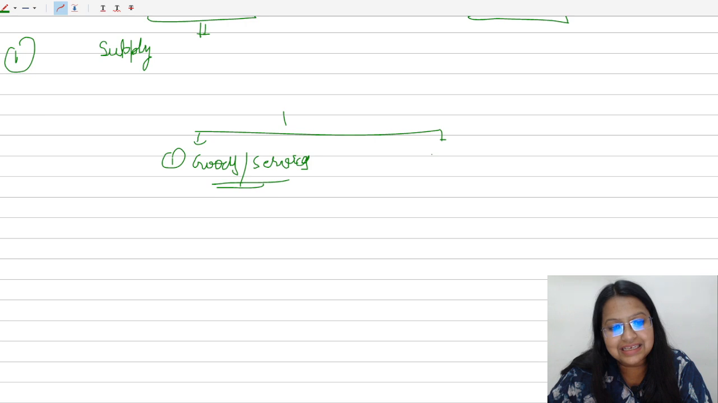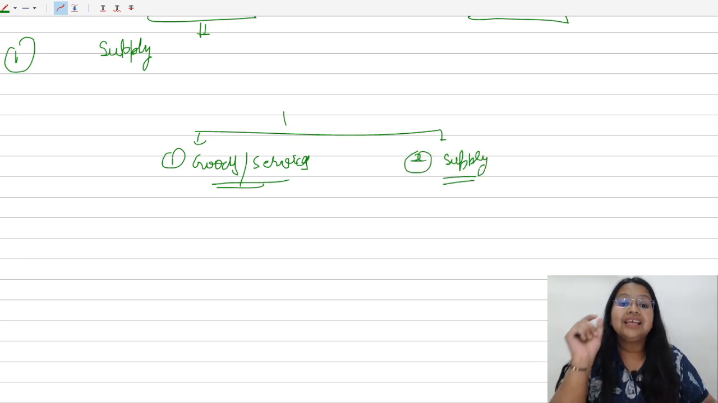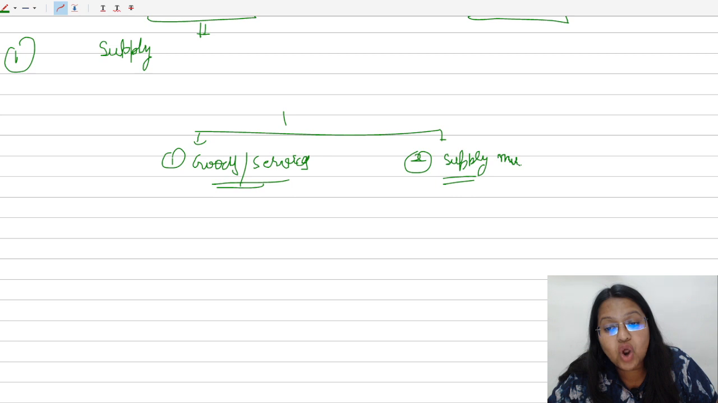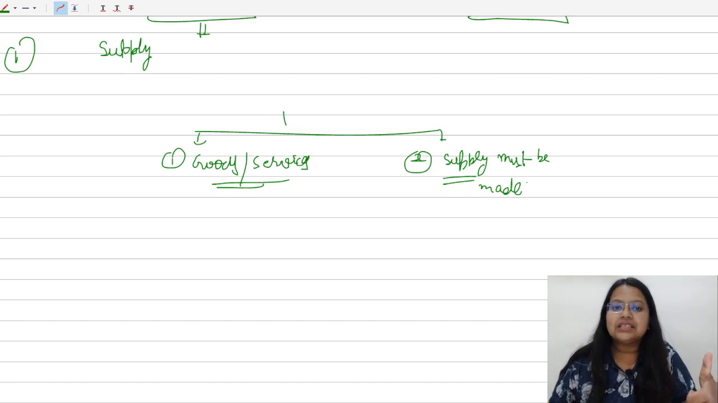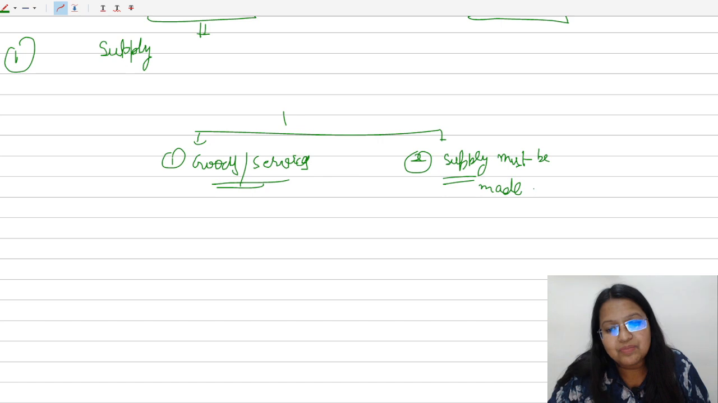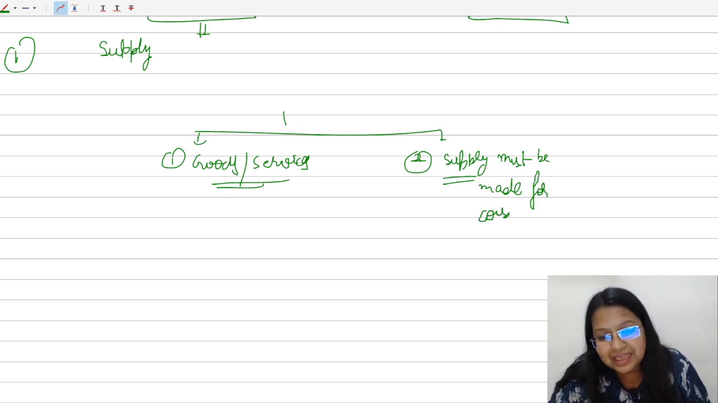Okay. Second is that supply must be made for consideration. Consideration means something in return for something, that is, something in lieu of something. So supply must not be made free. It must be made for a consideration. Now the consideration can be either monetary consideration or non-monetary consideration. It will not affect the scope of supply. Okay. So supply must be made for consideration.